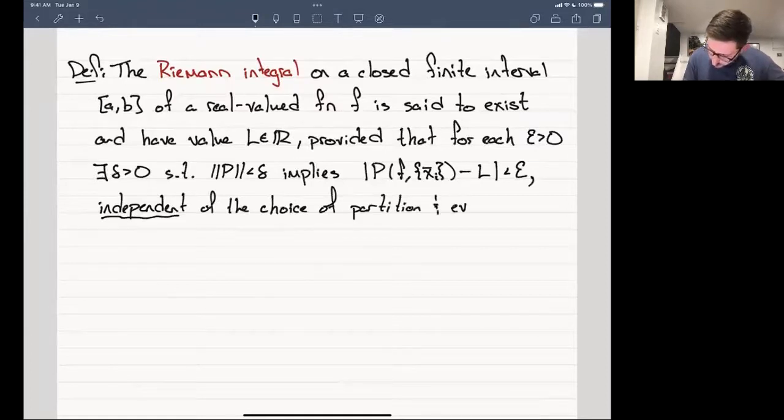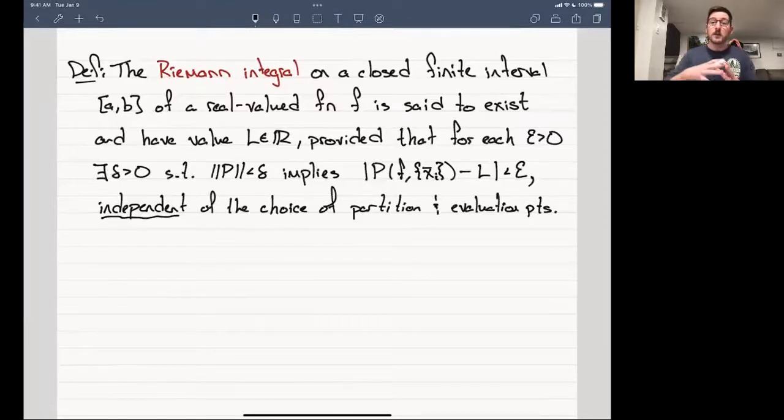And evaluation points. Okay, so this is very, very important here, right? This tells us that it doesn't matter how you pick your partition, as long as that partition has mesh smaller than delta, then you are within epsilon of the limit of this thing. So that is a very, very key component to this, right?